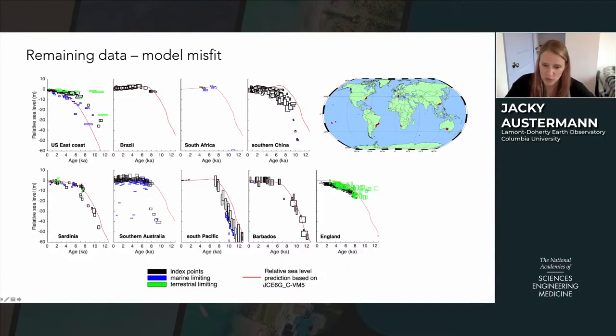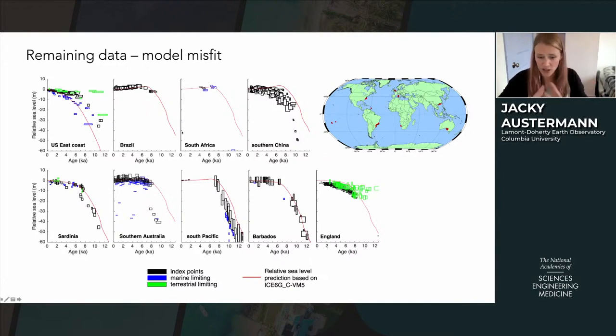The prediction that I'm showing here is the ICE-6G VM5 sea level prediction, and this is a great sea level model and sea level prediction that's widely used. What's great about it is that it's very easily available and it's been shared widely, which I think is one of the reasons why it's so widely used. It fits some of the sea level observations.